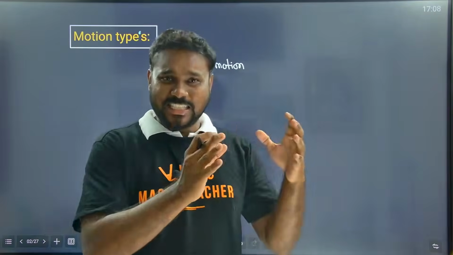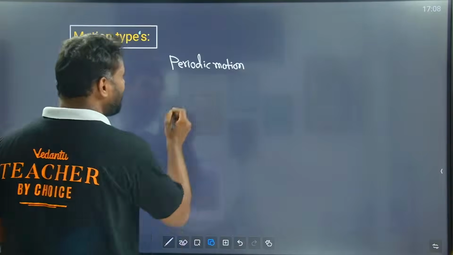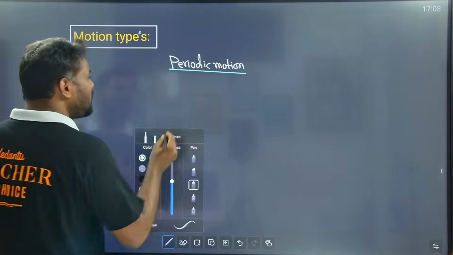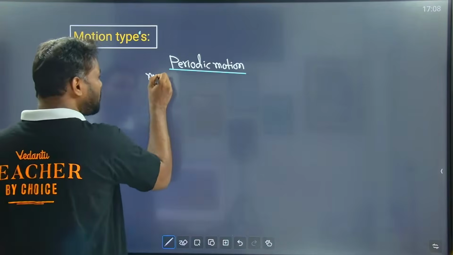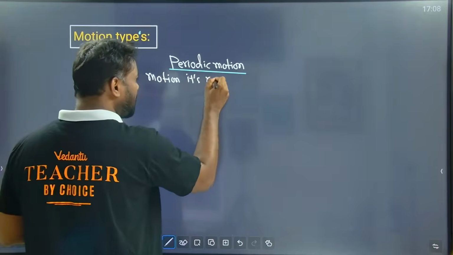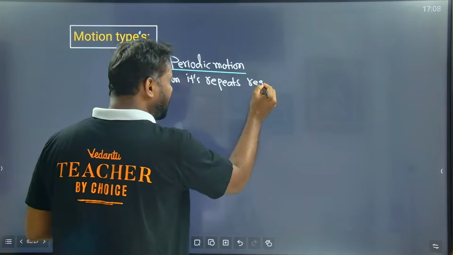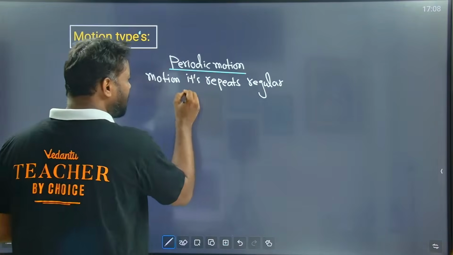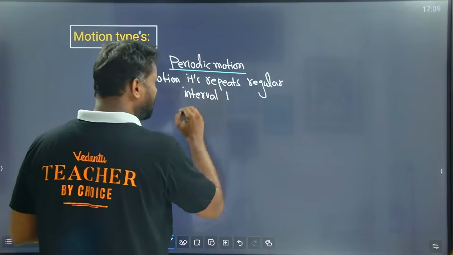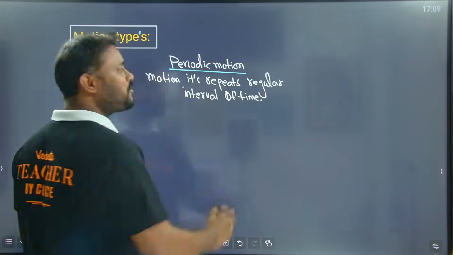Yes or no? So we'll start the example with that. First we will define that. So how can we define motion? Just I will start with the idea, right? The motion repeats at a regular interval of time, we can say it is a periodic motion.